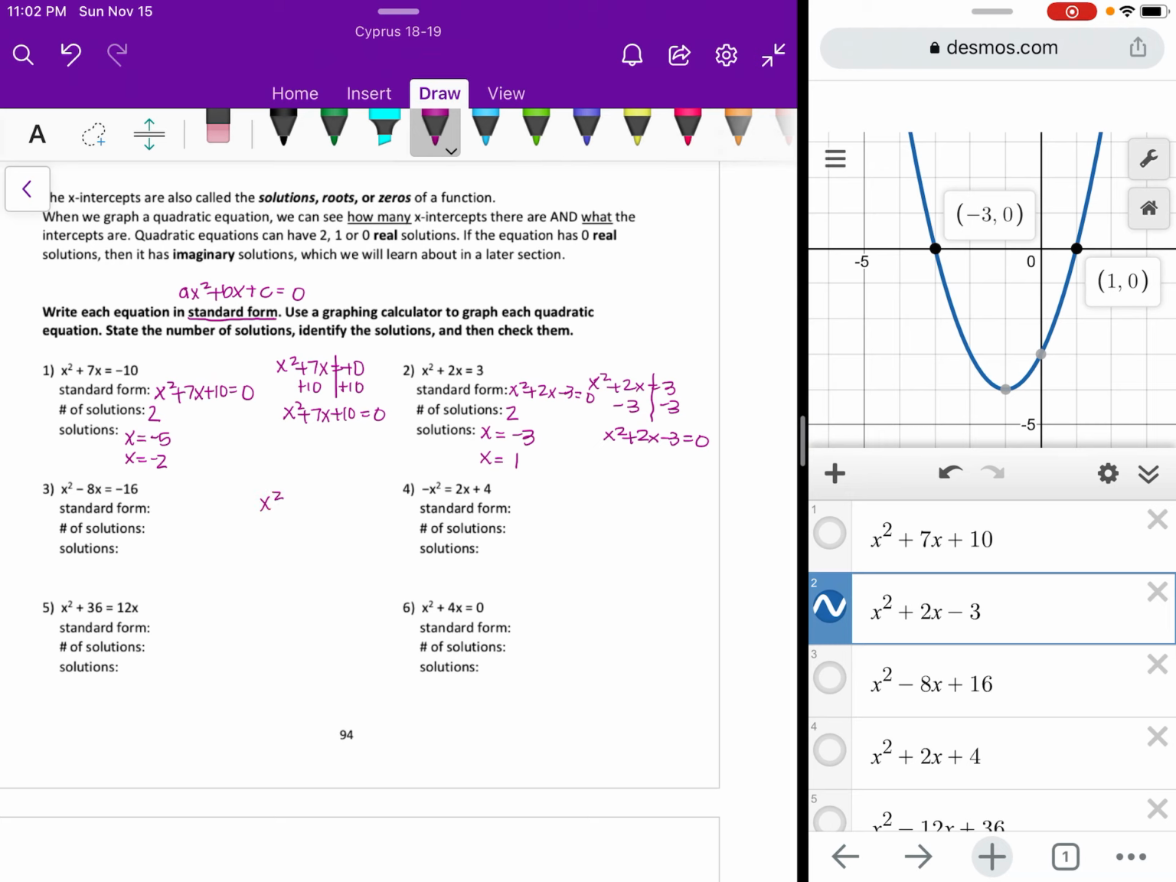Moving down to number 3, x squared minus 8x equals -16. Add 16 to both sides.